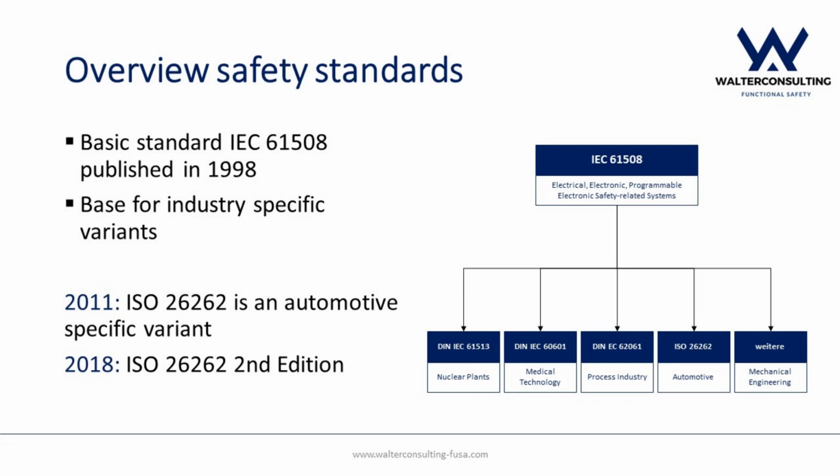Besides the automotive specific standard, a lot of other safety standards are available. For example, for nuclear plants, process industry or rail industry. The first version of the base standard IEC 61508 was published in 1998. The first version of ISO 26262 was published in 2011. The second edition in 2018. The second edition now includes also trucks, buses and motorcycles.